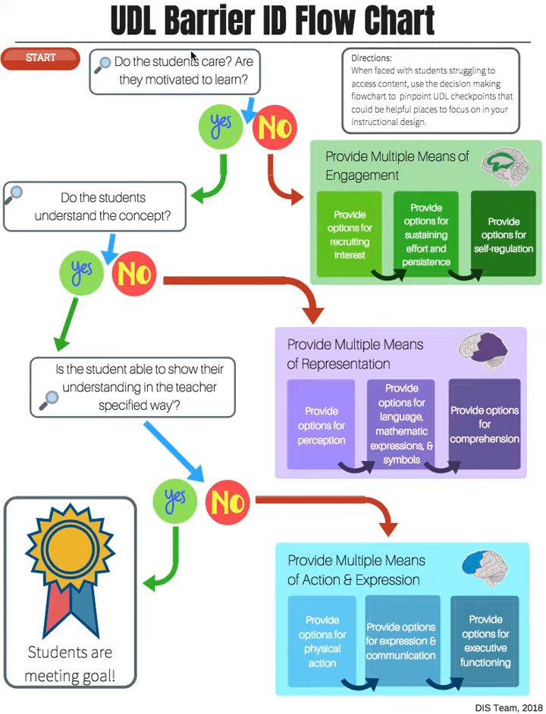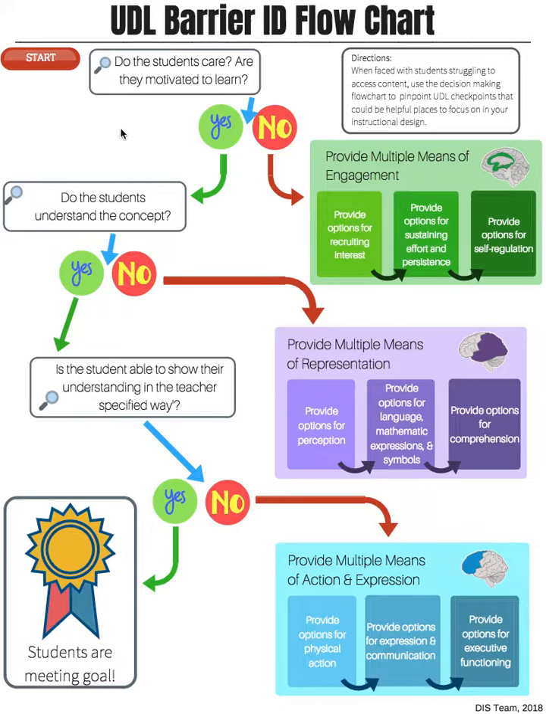Hey everyone, wanted to give you an idea of how this UDL barrier ID flowchart works. Whenever you're designing instruction, you can predict the areas where you're going to lose kids, or you can think of the needs of an individual learner, and evaluate which parts of instruction they're falling away from or not understanding.